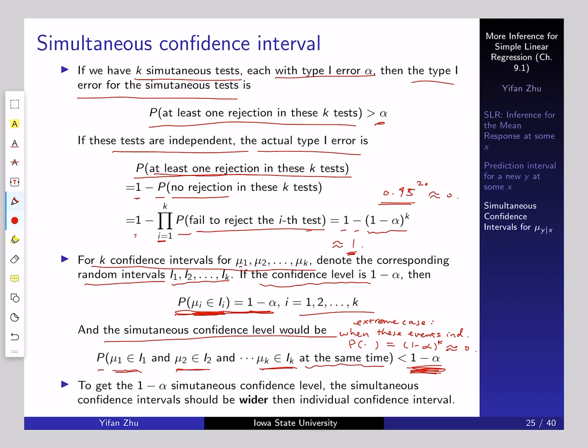And this also explains that if you want a 1 minus alpha simultaneous confidence level, the simultaneous confidence interval should be wider than the individual confidence interval, right? Because if you just use 1 minus alpha for each confidence interval, then the simultaneous confidence level is something less than 1 minus alpha. If you want to achieve a 1 minus alpha simultaneous confidence level, then for each confidence interval, the individual confidence level should be greater than 1 minus alpha.